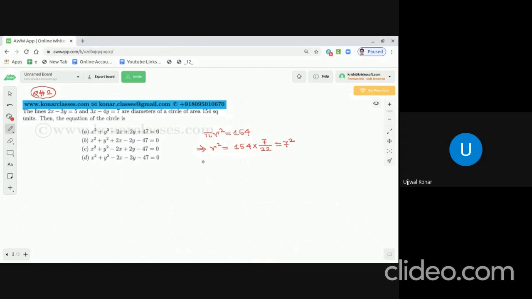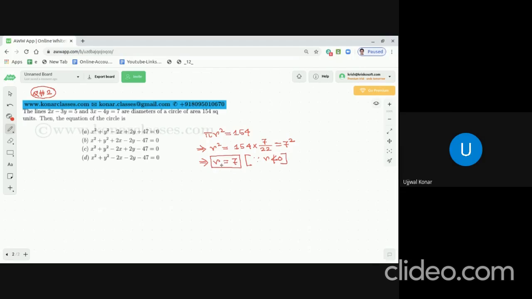So from here, one thing we are pretty sure of is that the value of r is equal to 7, because r cannot be less than 0. From pure mathematics, we can say if r square is equal to 7 square, then r is equal to plus minus 7. But r cannot be negative, hence we consider the positive value, that is r equal to 7.